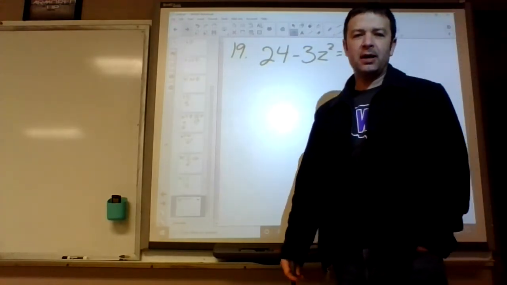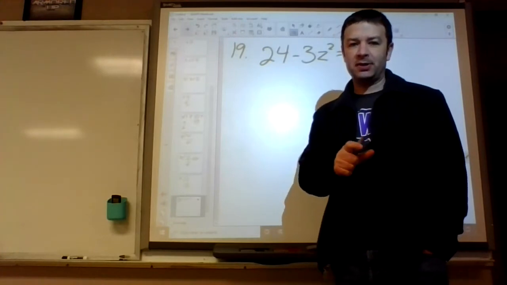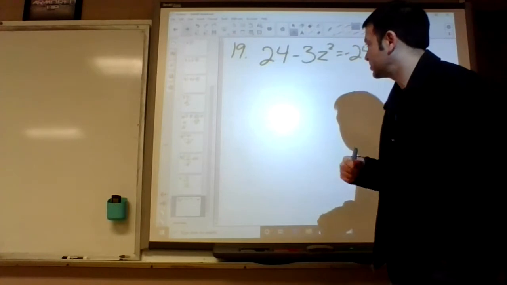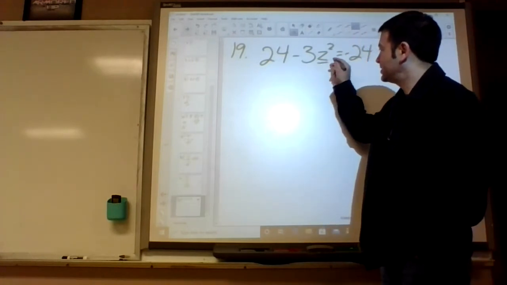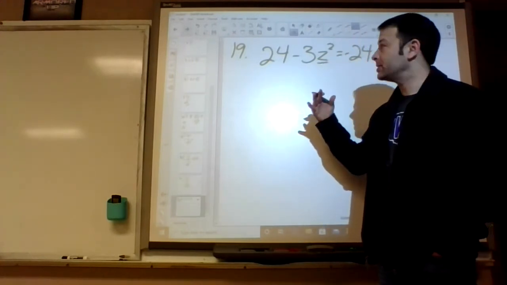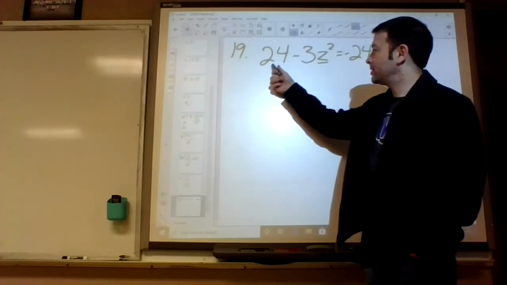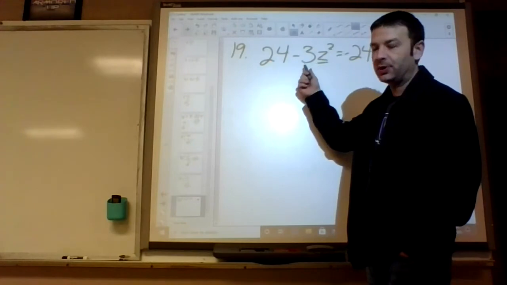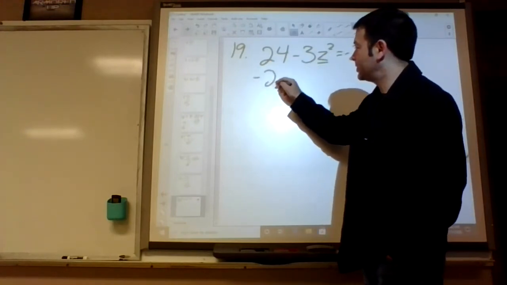All right, same idea. We want to get z squared by itself, and then we'll take the square root of both sides. So how can I get z squared by itself? Same as getting x by itself, really. So to get rid of this, it's like 24 plus negative 3 z squared. So to get rid of the 24, I have to take away 24.